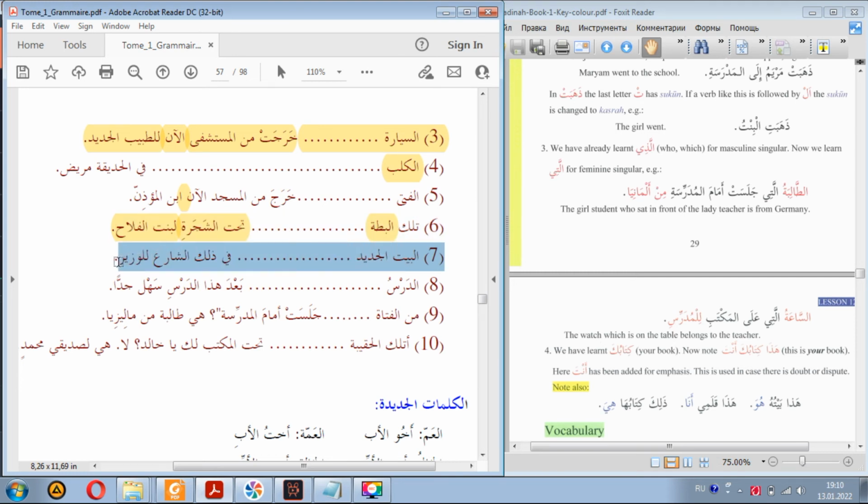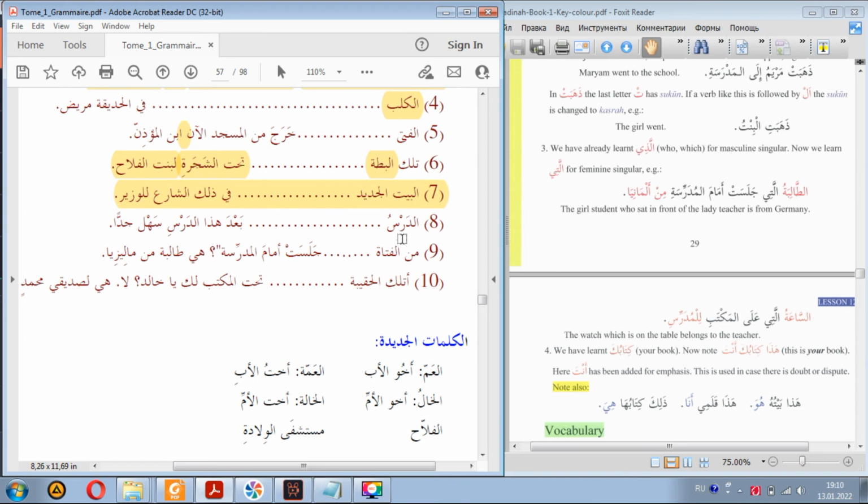البيت الجديد الذي في ذلك الشارع للوزير. So the new house that is on that street belongs to the minister. Wazir, minister. الدرس. الدرس, it's masculine, therefore we say الدرس الذي بعد هذا الدرس سهل جدا.